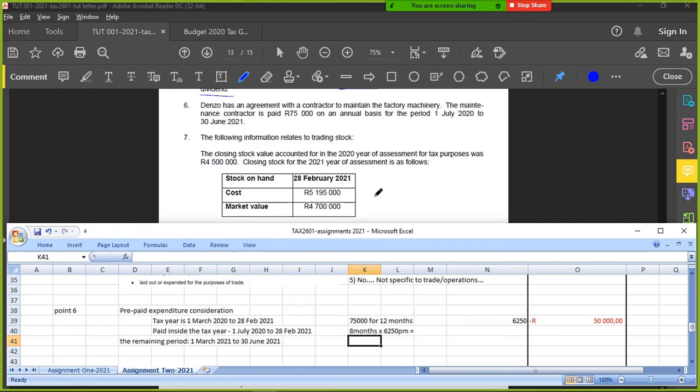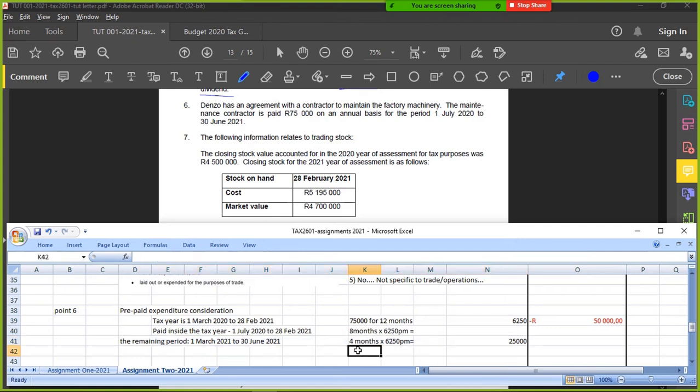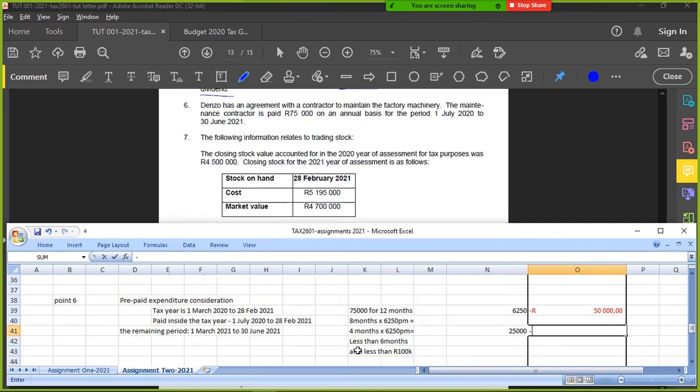Okay, March, April, May, June. 4 months. That's 25,000. Okay, so obviously, is this less than 6 months? Yes. Less than 6 months. Also less than 100K. All right, so will you be able to deduct it? Yes. Make sense?